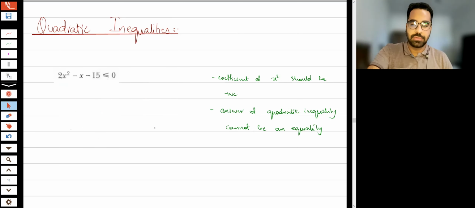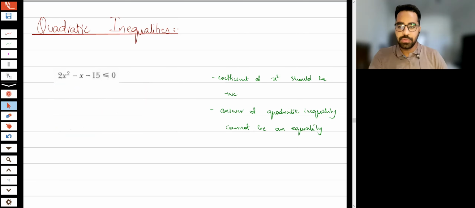Now let's solve this. How do we solve quadratic inequalities? We solve them in the same way as we solve quadratic equations. Okay, breaking up the middle term, factorizing it. The only thing which is different is over here we're going to find critical values instead of the values of x. Okay, and we'll use those critical values to determine our answer.